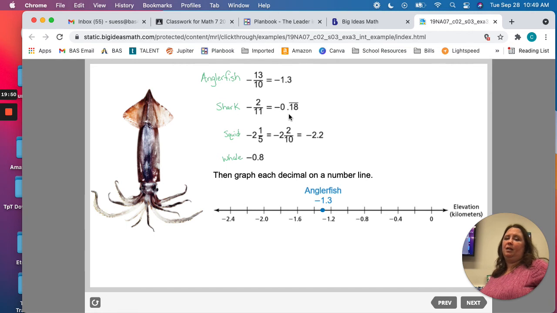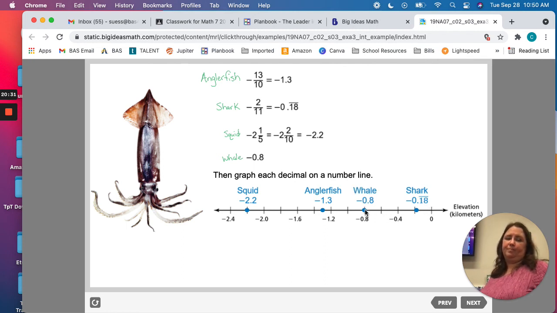Okay, where would negative 0.18 be? I'd start at 0 and I go to the left. How far? 0.18 is not even 0.2, is it? No. So it's just barely going to be here. Because this is 0.2 right here, and it's just under 0.2, right? 18 is just less than 20. All right, the next one, negative 2.2. So I start at 0 and I go down to, how much further? 0.2, right? This is 0.2, this is 0.4, so it's going to be right here. Okay, my last one, the whale, negative 0.8. So it's not quite a whole, oh, look, it's here.